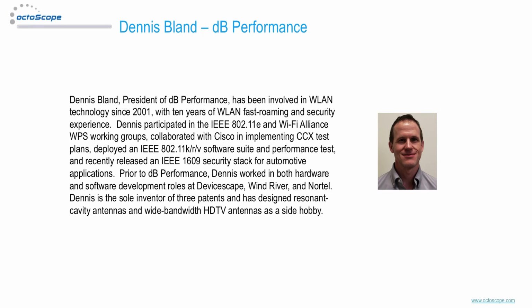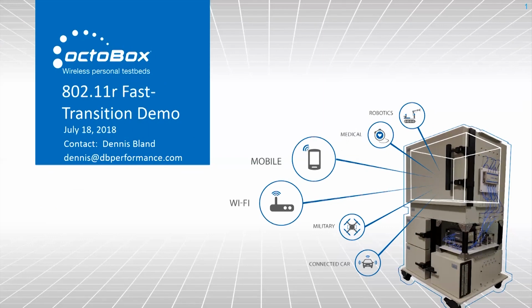I'm going to do a short demonstration of 802.11r fast roaming, or fast transition. Basically, has anybody here tried doing fast transition in an office environment to test it? No? Okay, well, I have, and it's not that easy because there's a lot of external factors. There's interference. It's a very imprecise test.